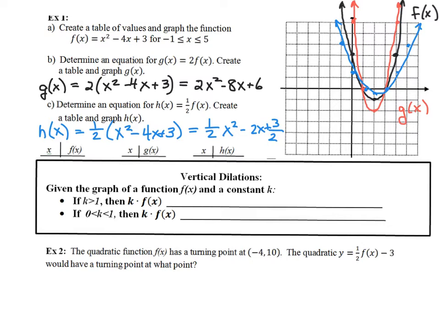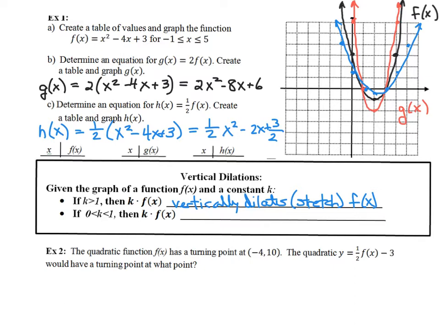So let's go ahead and write down this information. Given the graph of a function f of x and a constant value k, if k is a number that's bigger than 1, then when we multiply the function f of x times k, we end up vertically dilating the graph. But when k is bigger than 1, that means that my graph will be stretched. So I'm going to put that in parentheses. It's a vertical stretch of the function f of x.